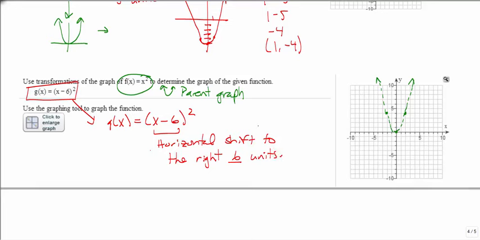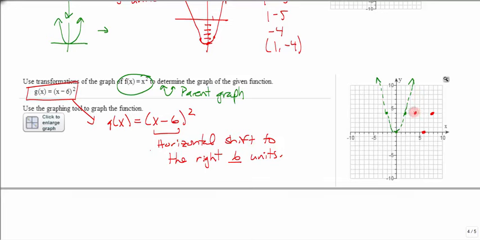So each one of the points that I already graphed, I'm going to move 6 units to the right. This point that's at the vertex, I'll move 6 units to the right. 1, 2, 3, 4, 5, 6. It's right here now. This point that's up here, (2, 4), we'll move 6 units to the right. 1, 2, 3, 4, 5, 6. See if we can get it right on there. And this point that's to the left of the axis, I'm going to move 6 units as well. 1, 2, 3, 4, 5, 6.